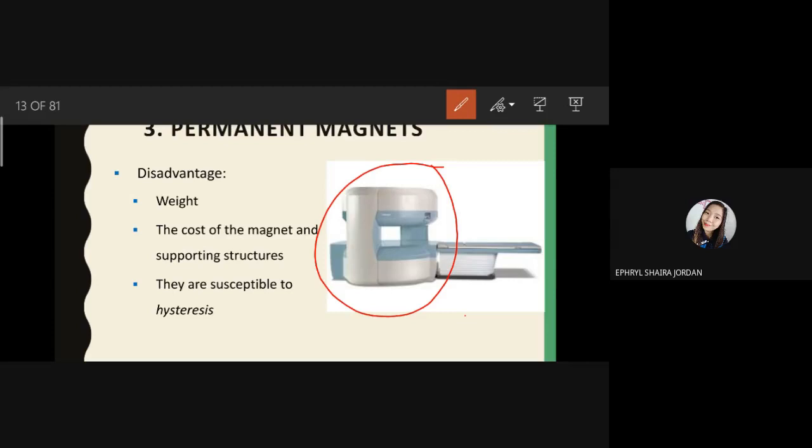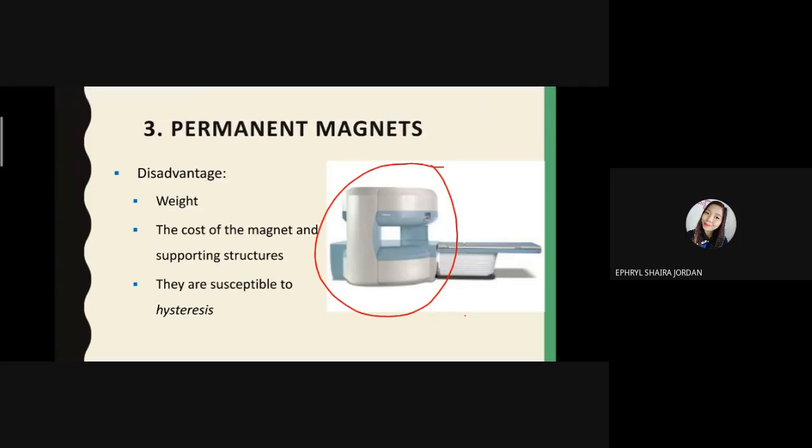So, ang disadvantage din nito, hindi ito good for claustrophobic patients or for patients that have phobia in enclosed spaces, diba? Kasi maliit na lang ang kanyang space.